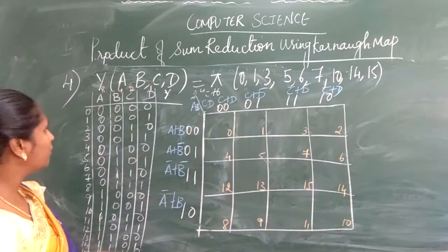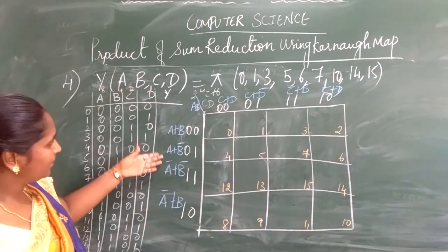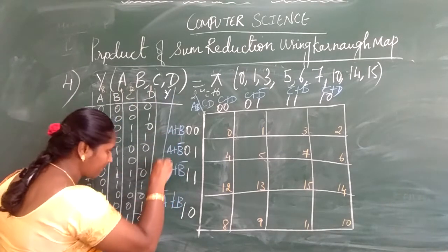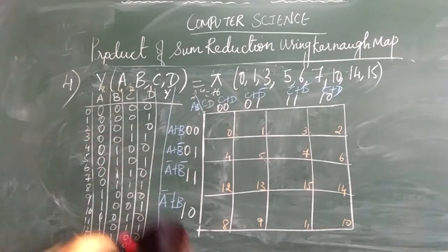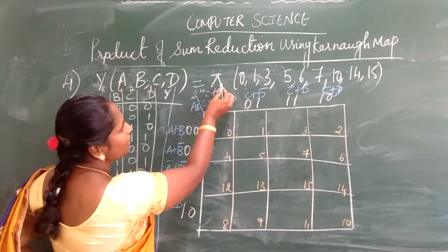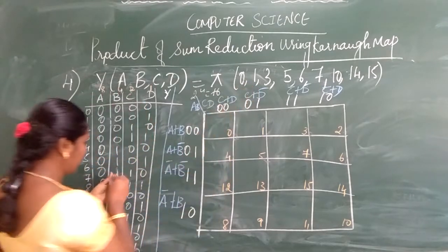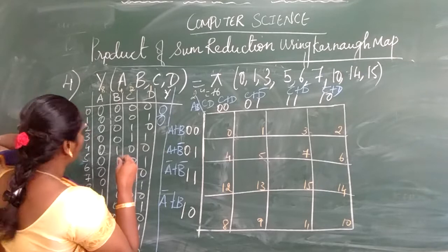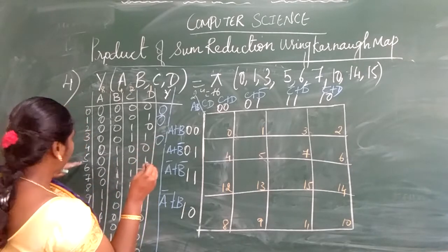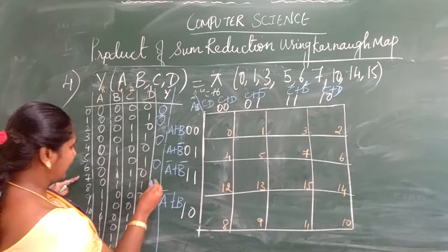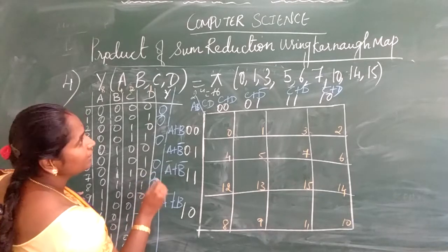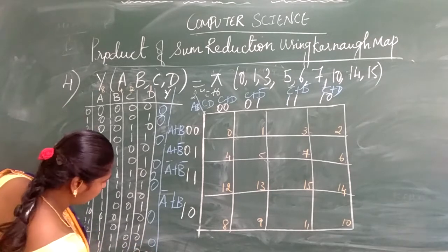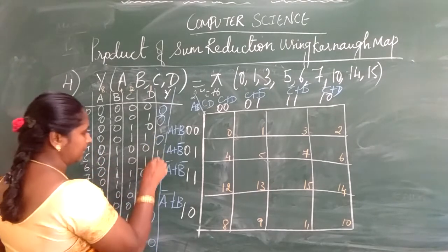For the input, you first have to represent the function y. Here you are going to represent it for function y. It has 0 for m0, 0 for 1, 0 for 3, 0 for 5, 0 for 6, 7, next 10, then 14, next 15. The remaining are ones.